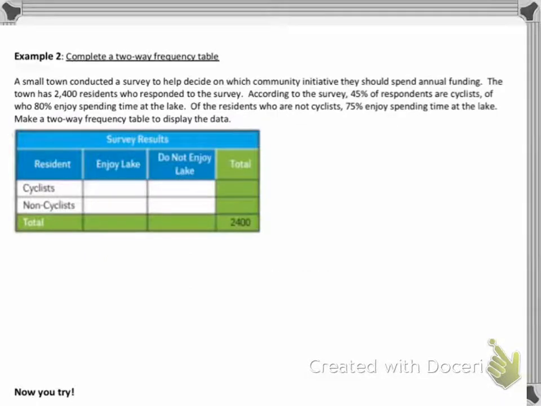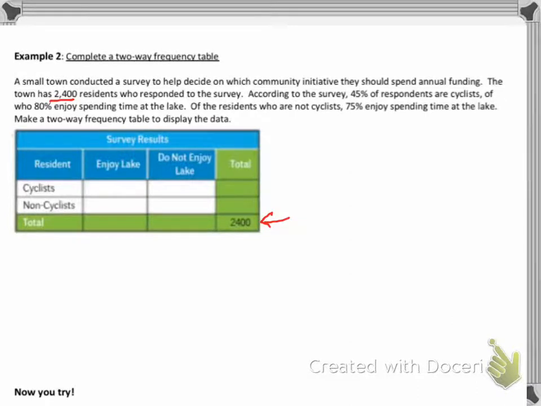So then this is kind of my personal favorite part of this unit because I love playing Sudoku. And so completing a two-way frequency table when we're only given a little bit of information is very similar to that. Okay, it's a lot of deductive reasoning. So it says a small town conducted a survey to help decide on which community initiative they should spend annual funding. The town has a total of 2,400 residents, and that has already been put in the table for you.